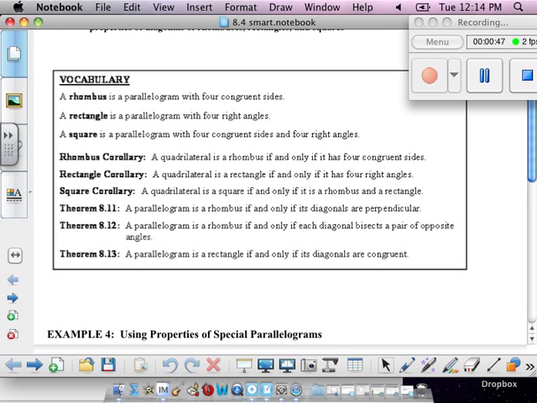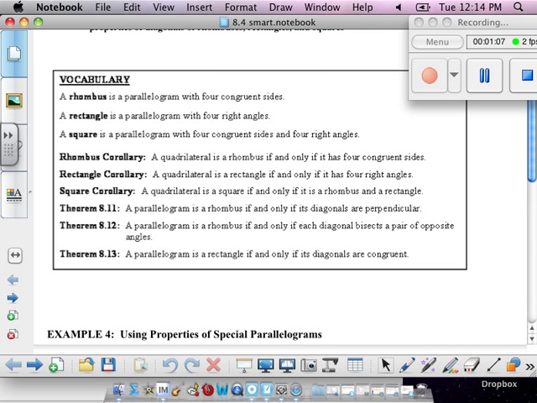A rectangle corollary: a quadrilateral is a rectangle if and only if it has 4 right angles. A quadrilateral is a square if and only if it is both a rhombus and a rectangle.